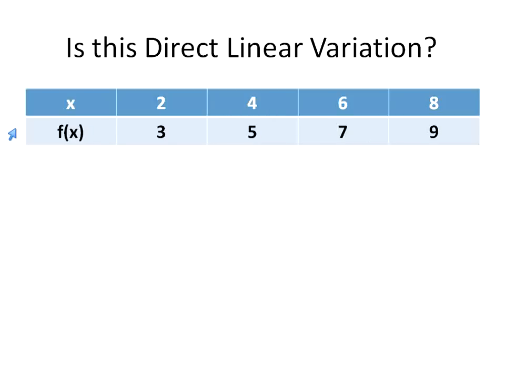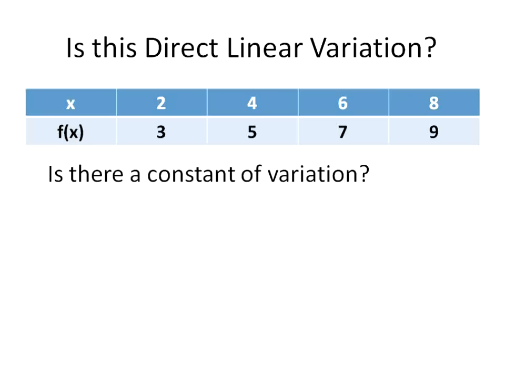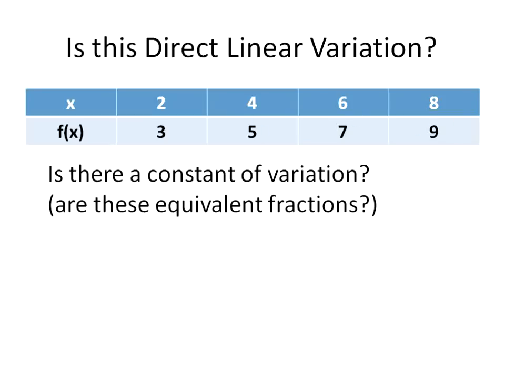But what we would need to do is see, does it have a constant? All right? That's what it's asking. Is there a constant of variation here in these fractions? Or in other words, are they equivalent fractions? Is 2/3 equal to 4/5 and 6/7 and 8/9? Okay, are they equivalent fractions?